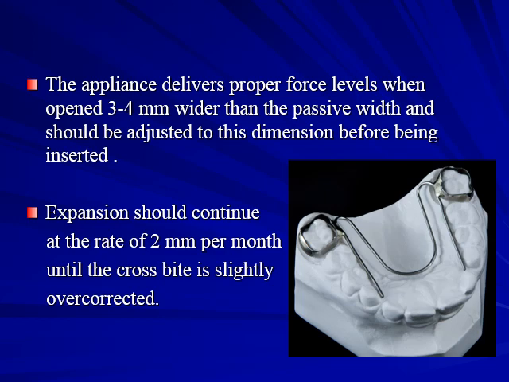We always do an overcorrection, meaning we correct a bit more than needed. Why? Because we always have to take into consideration the rebound or relapse that might take place.